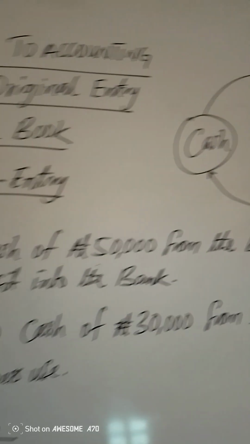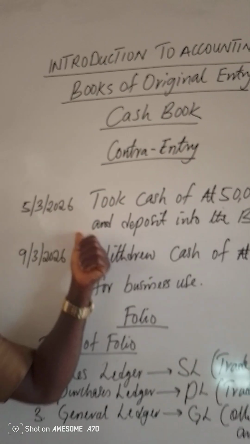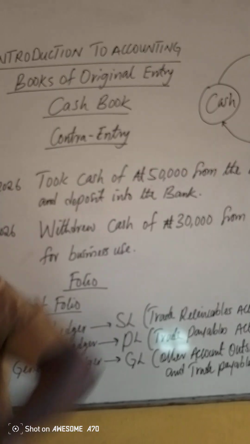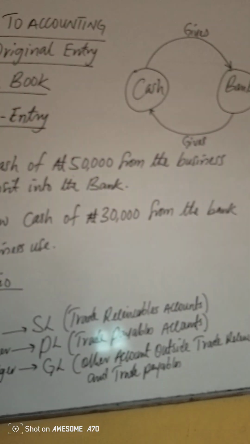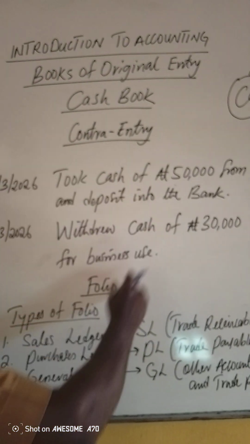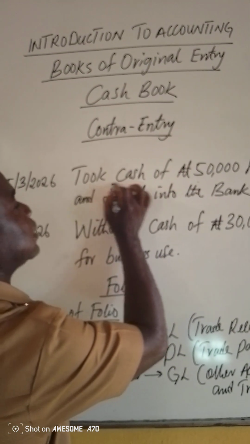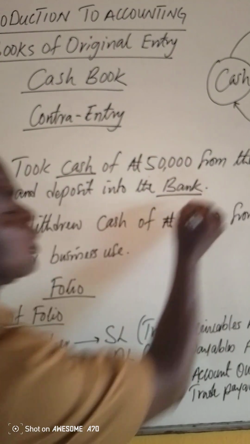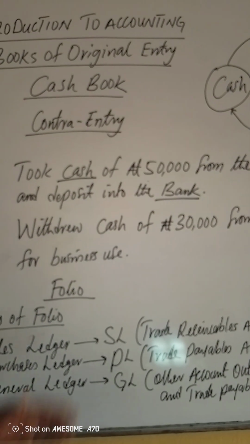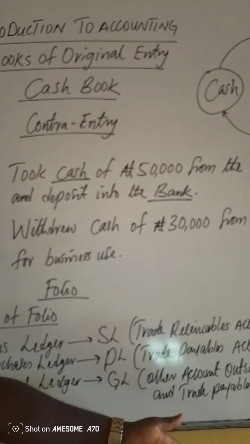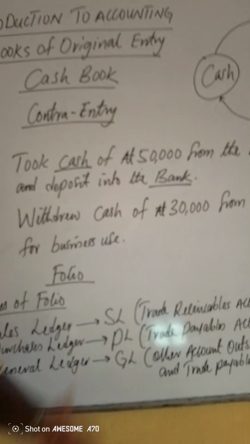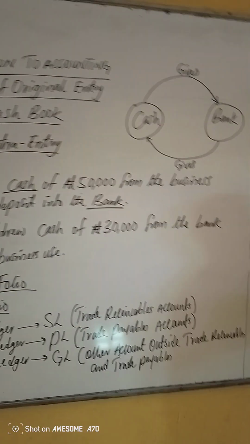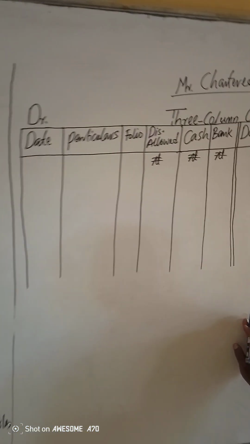So here too, if we take money from the business to deposit into bank, we want to know which account is giving and which account is receiving. Here we say that if we take cash from the business to deposit into the bank, cash becomes the giver. The business gives cash, and in this case, bank is receiving the cash. So cash will be credited as the giver account, while bank will be debited as the receiver account. Let's see how we record it quickly in the three-column cash book.